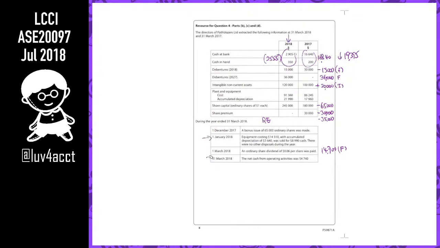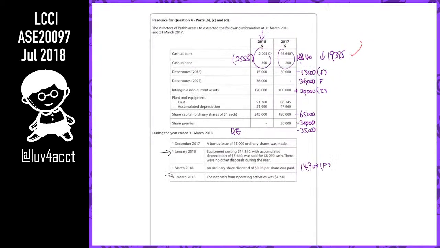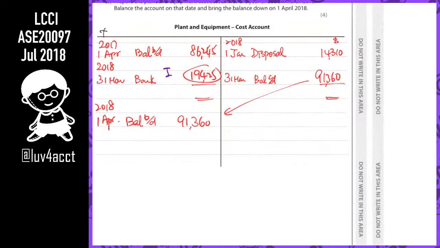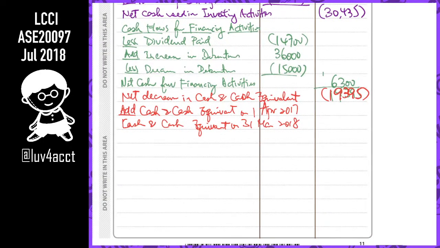19395. Yes, this is what we have calculated. Okay, so we have 16840 and 2555. 16840 positive, okay, and then 2555 negative for closing. Okay, negative 19395. Okay, yes, correct. Okay, so this is for the statement of cash flows.